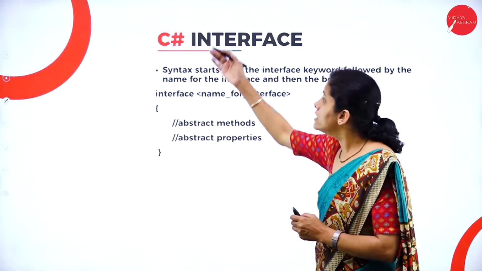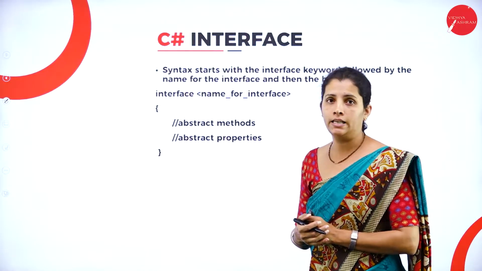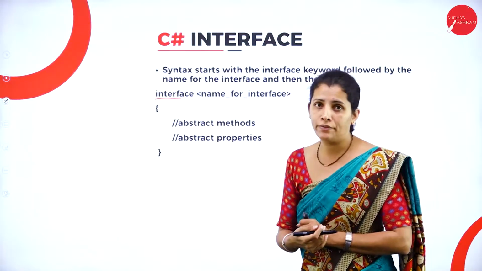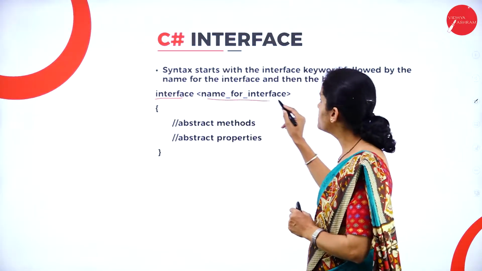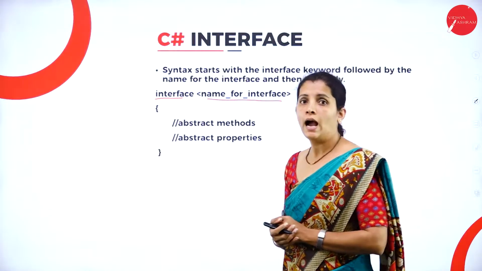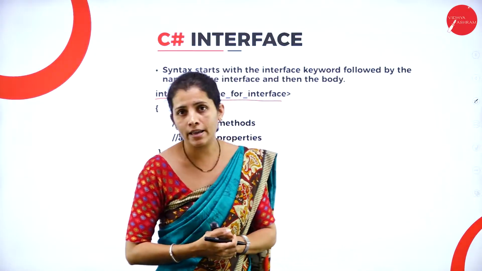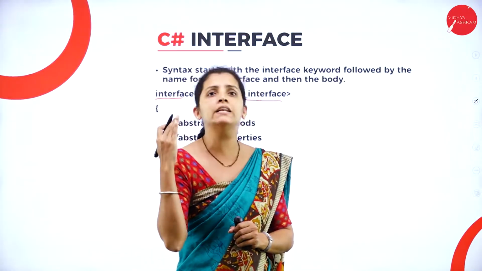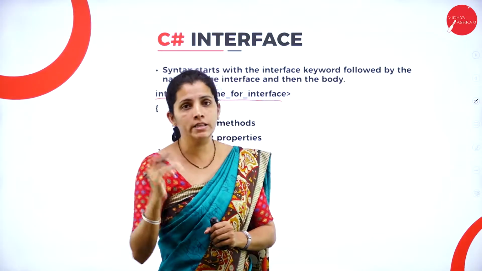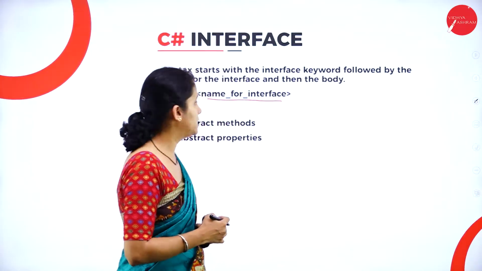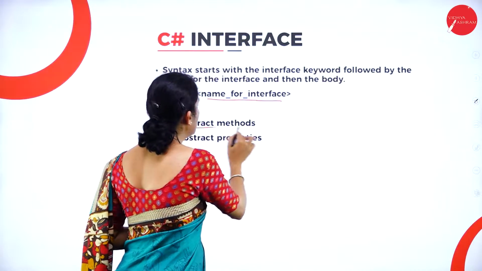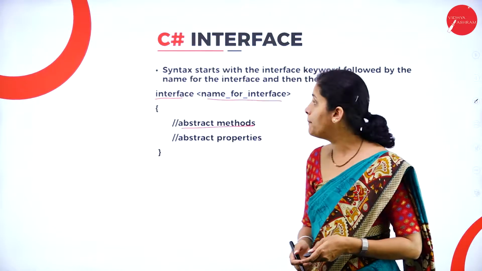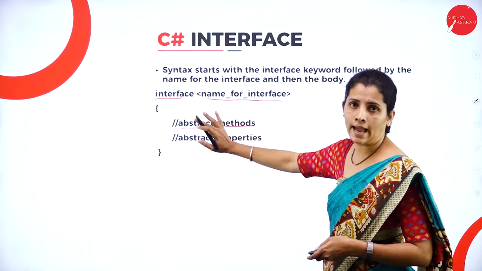So here, dear student, I am going to have this syntax. I have the keyword called interface and I specify the interface name, which is nothing but an identifier. That means the user can specify any interface name based on their programming requirement. Then I have the abstract methods and the abstract data members. So this is the syntax.